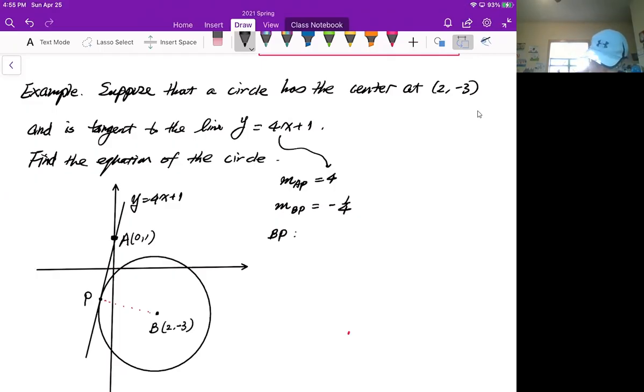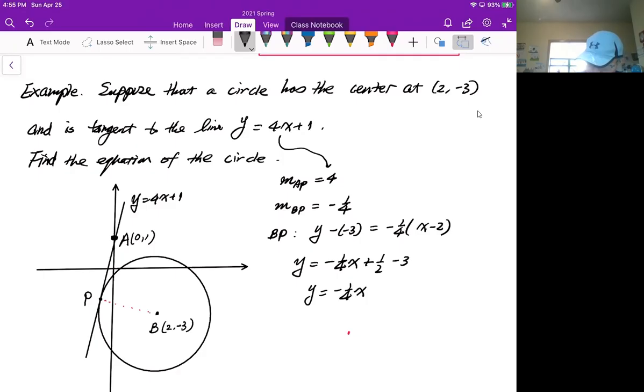The equation of BP is y minus -3 equals -1 over 4 times (x minus 2). Does it make sense? Right? And then I can just simplify that. So I have y equals -1 over 4 x, and then times that, it's a positive 1 over 2, and minus 3 to the other side. So it's y equals -1 over 4 x minus 2 and a half. So this is the equation for BP.